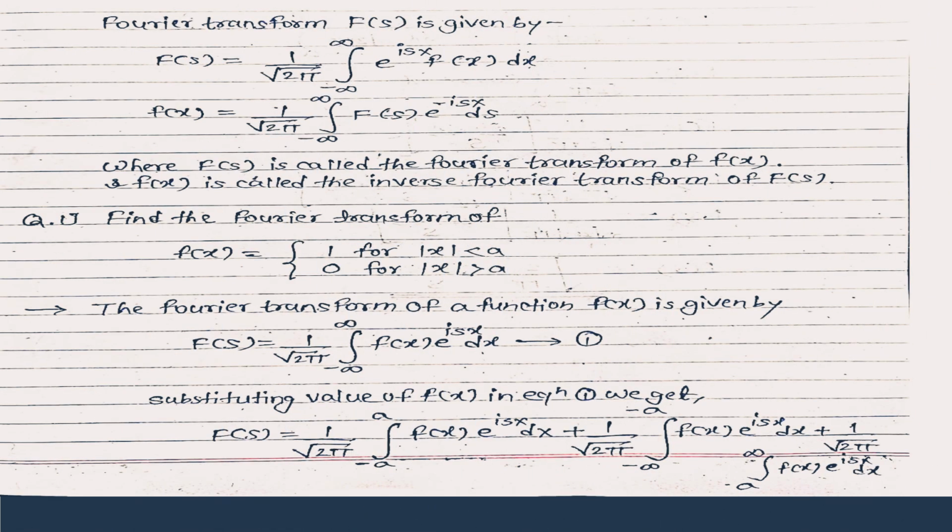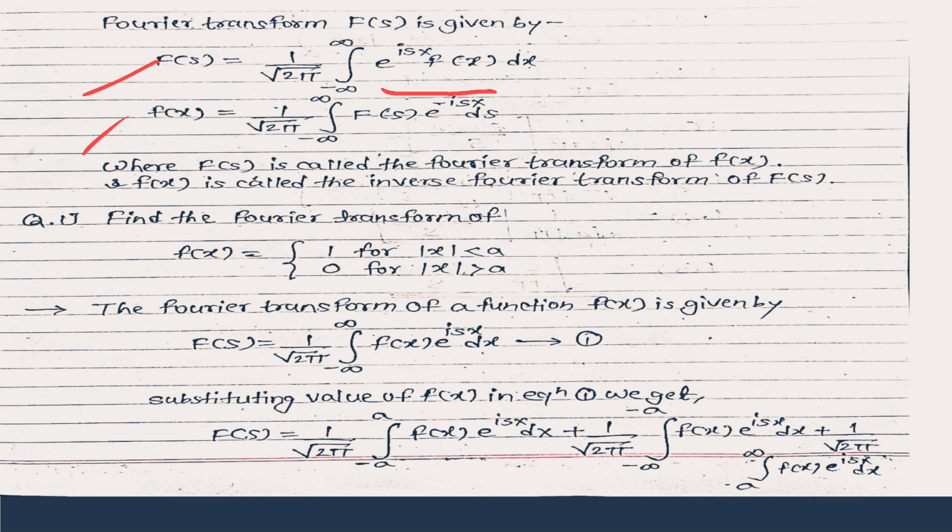Fourier transform is denoted by f of s, and it is given by f of s is equals to 1 by under root of 2 pi, integration varies from minus infinity to infinity, e raised to iota sx into f of x dx.